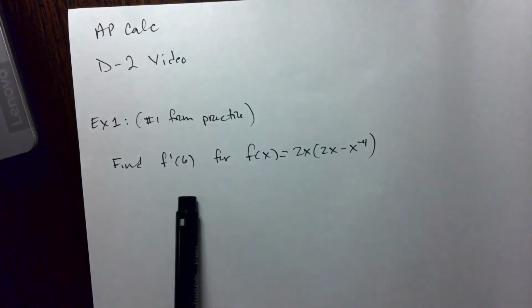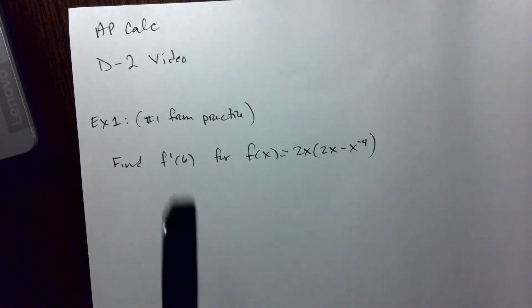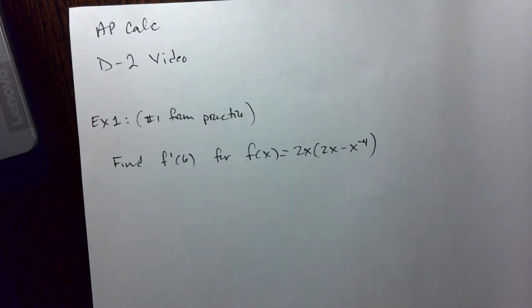So here we want to find f prime of 6. That means the derivative at 6, which means the slope of the tangent line at 6, which means the instantaneous rate of change at 6. So we're going to find that for this function. And remember, all we've got right now to find the derivative is a limit process, which you don't want to use unless they're specifically telling you. So we've got the limit process, two limit processes, and the power rule. That's all that we've got at this point.